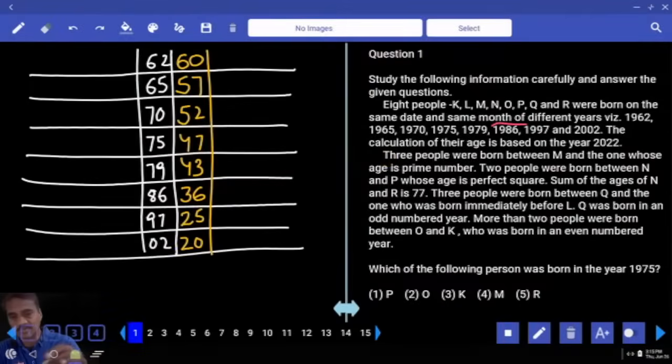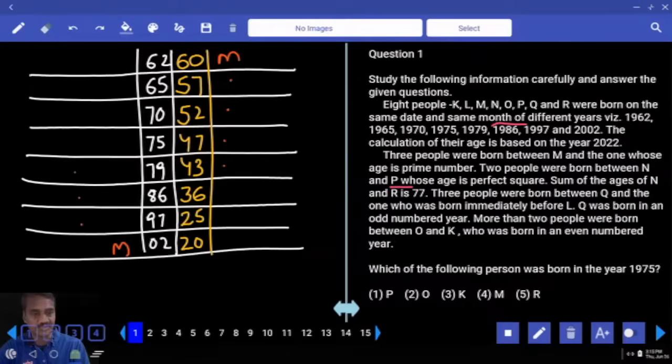Now two possibilities. If M is here, then 1, 2, 3, 43. Isn't it? M and the one whose age is a prime number. Or if M is here, then 1, 2, 3, and that person is 47. And M can be either the eldest or the youngest. How many possibilities? 2 possibilities in this.